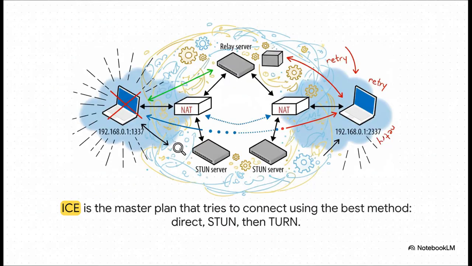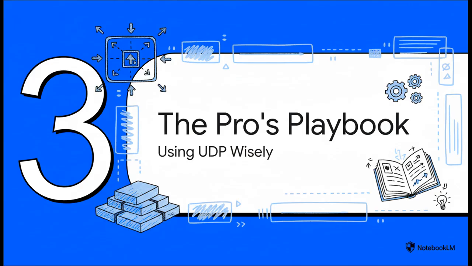And this is where it all comes together in a master plan called ICE, which stands for Interactive Connectivity Establishment. You can think of ICE as the conductor of an orchestra. It's a framework that intelligently manages this whole process. An ICE-enabled application will automatically gather all the possible ways it could be reached, its local IP, its STUN address, its TURN relay, and then it tries to find the best possible path to connect, in order. It'll always try the direct connection first, then STUN, and only if all else fails will it fall back to using TURN. Okay, so now we understand the problem of NATs and the toolkit we have to get around them.